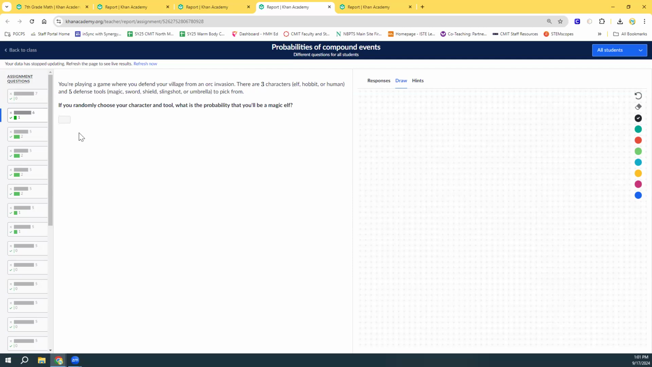So here what we're going to do is set up our sample space, and then count how many of those possibilities would make you a magic elf. Okay?